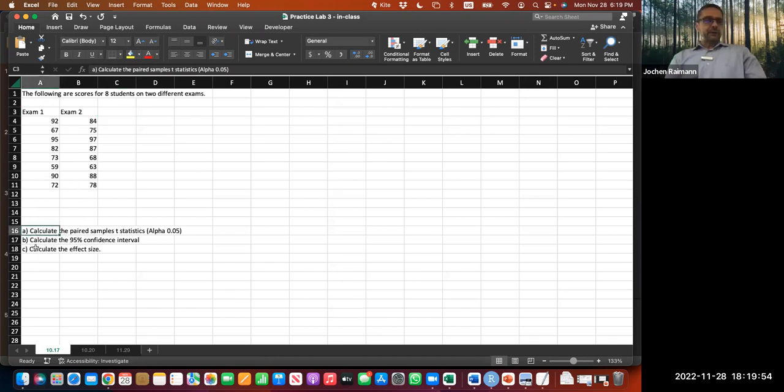We do that with the 6 steps of hypothesis testing. We're doing this a little bit accelerated, and we're going to do this in Excel and R. We're calculating paired samples t statistics at an alpha level of 5%. We calculate a 95% confidence interval, and we calculate an effect size. Simple, right? Shouldn't be difficult.